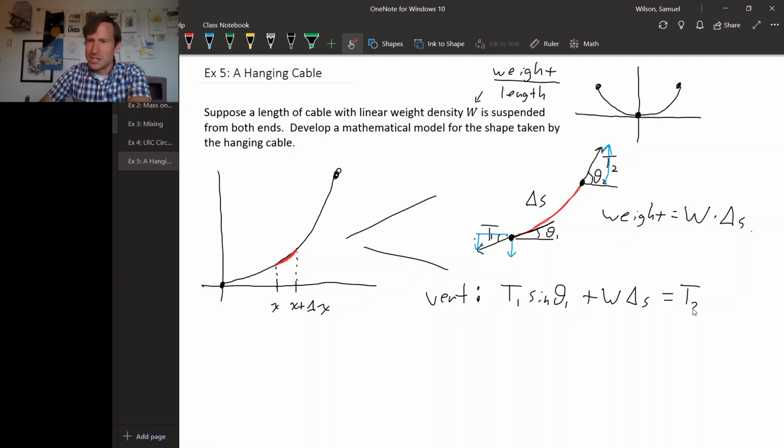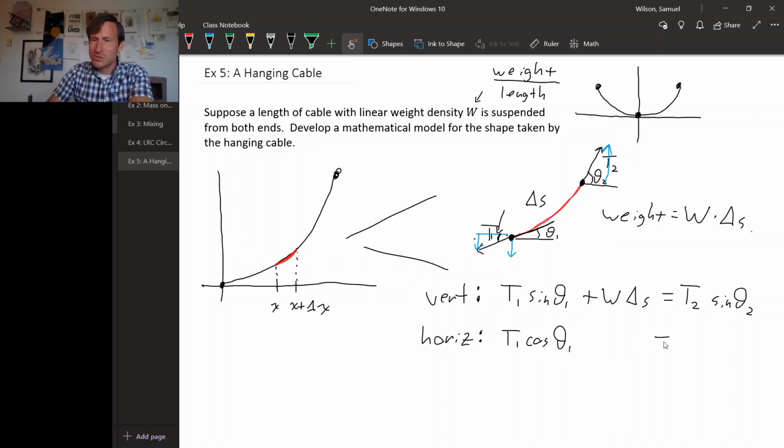So T2 times sine of theta 2. All right, now let's do the same thing for horizontal forces. There's no portion of the weight acting horizontally, so it will just be the tensions acting horizontally. T1 is pulling to the left, and the horizontal part of T1 is adjacent to this angle, so we'll use cosine. So T1 cosine theta 1.